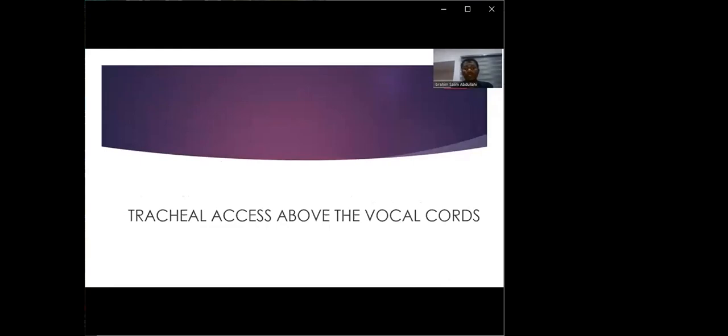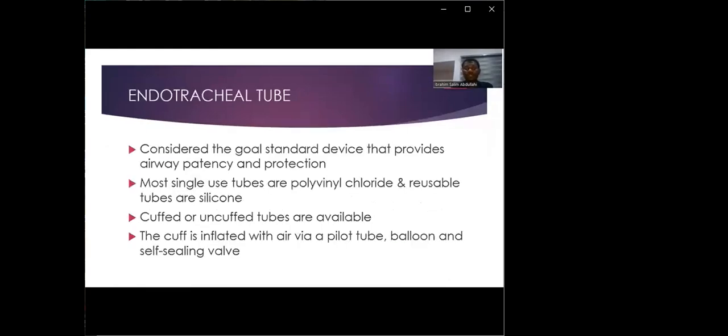So now the fourth approach to airway management is the tracheal access above the vocal cords. And the gold standard in this is the use of the endotracheal tube. It is considered the gold standard device that provides airway patency and protection. So it can provide patency, oxygenation and ventilation, and it also protects the airway. So all the goals of airway management can be achieved with the use of an endotracheal tube.